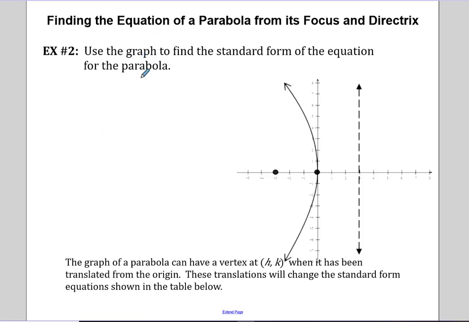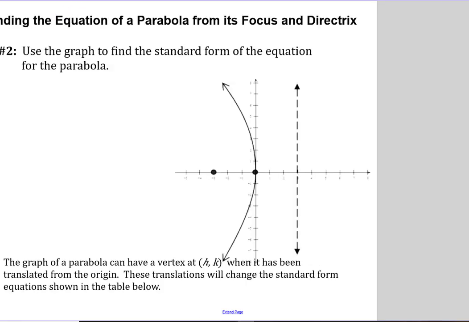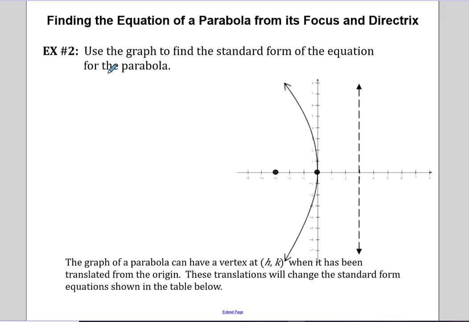So let's give this one a try. This one is a parabola whose vertex is on the x-axis, and the parabola is going to the left. So we're going to use the formula y squared equals 4px. So the parabola would go to the right if the p-value was positive, and it would go to the left if the p-value was negative. Since our parabola is facing to the left, we know that we have a negative p-value.